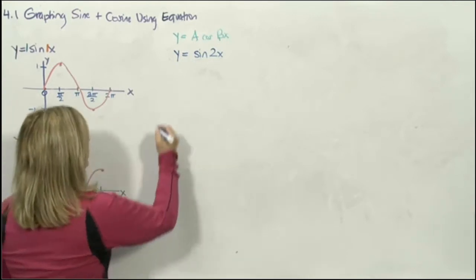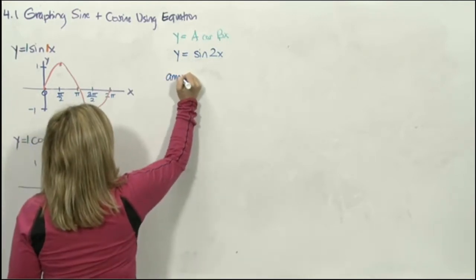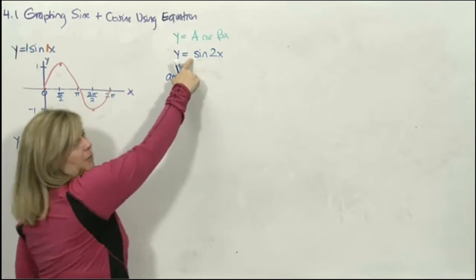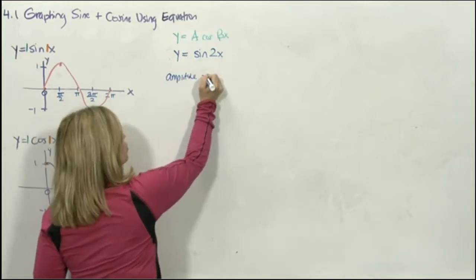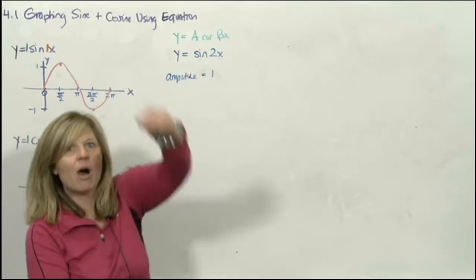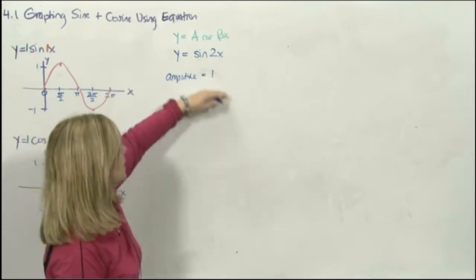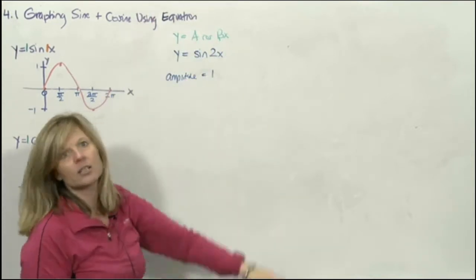So to graph trig, we need its amplitude. Amplitude is the number in front connected by multiplication. That's 1. That tells us how high and low this sine curve is going to go. This curve is going to go as high as 1, as low as -1.